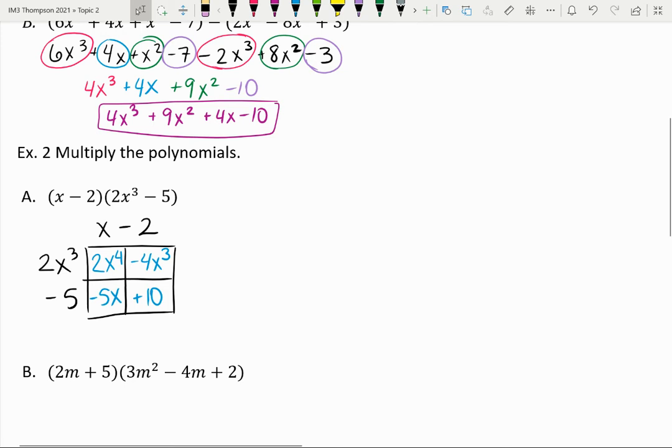I have x to the 4th, x to the 3rd, x to the 1st, and no x, so I don't have any like terms. So I'm just going to write this so that my exponents are in decreasing order. And I get that.